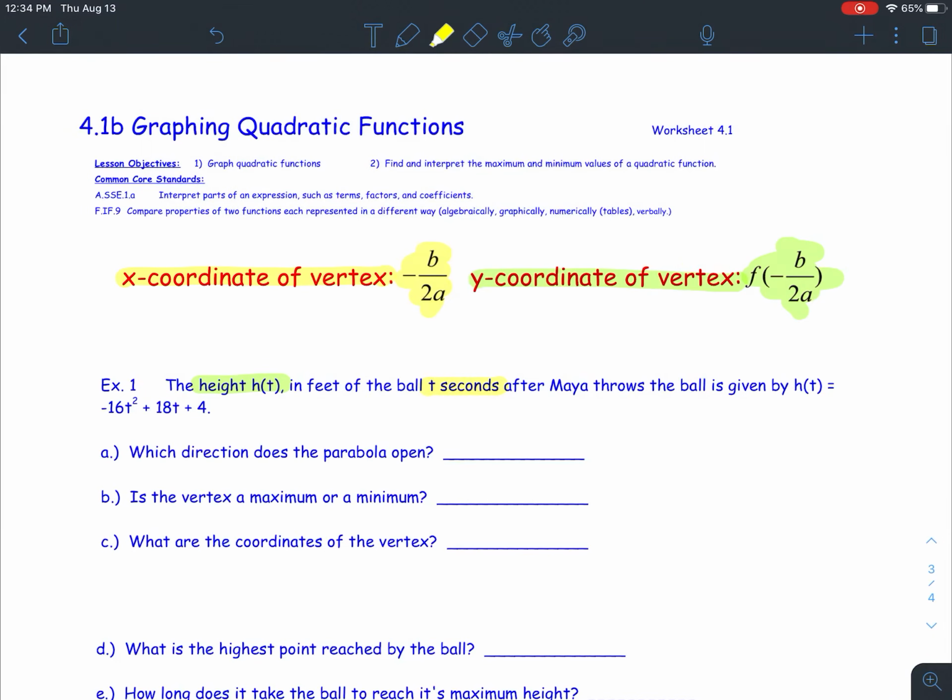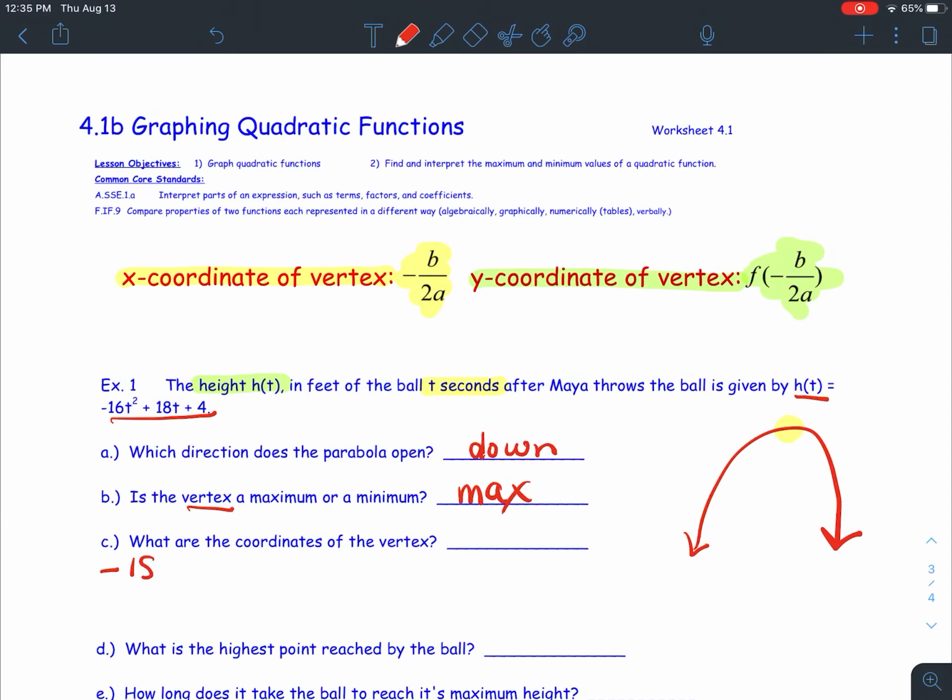So here we're talking about Maya. It says she throws a ball. Our y coordinate is the height, and our x variable here is the time, t, in seconds. And here is our equation. It says, what direction does the parabola open? Well, we're going to look at our a value. It's negative, and we know that means that it's going to open down. Well, if it's opening down, it says, is the vertex a max or a min? Well, if it's opening down, the vertex would definitely be a max.